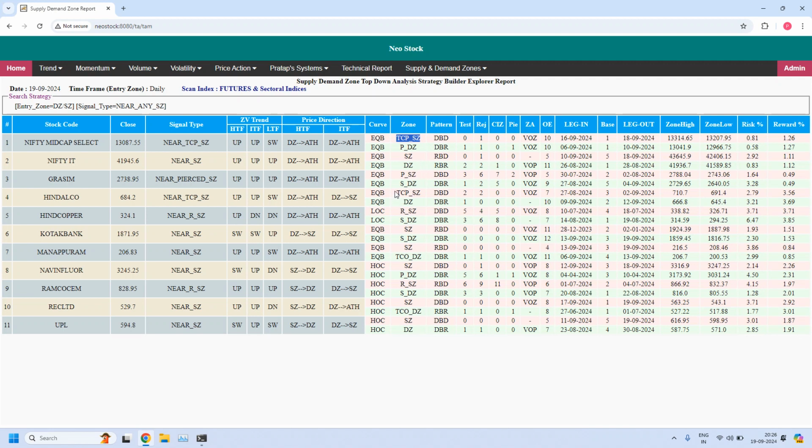Next one is Hindalco. This is a high liquidity supply zone. Next one is Hindustan Copper. This is also a high liquidity supply zone. Next one is Ramco Cement. It is also a high liquidity daily supply zone. So total how many we identified? 1, 2, 3 and 4 high liquidity supply zones from this list.